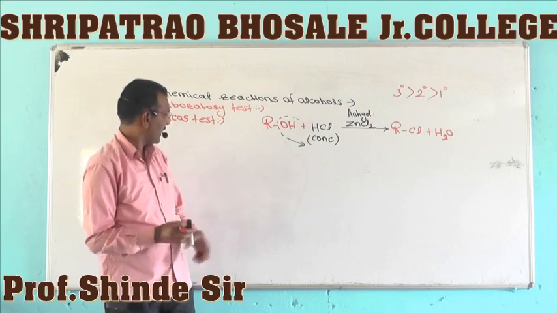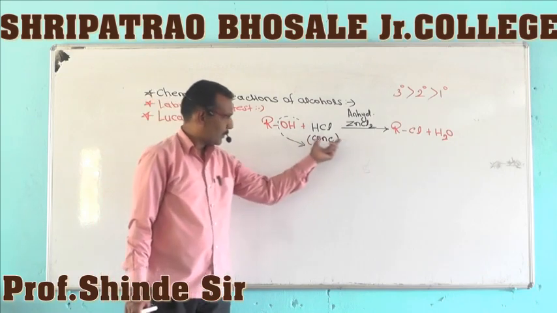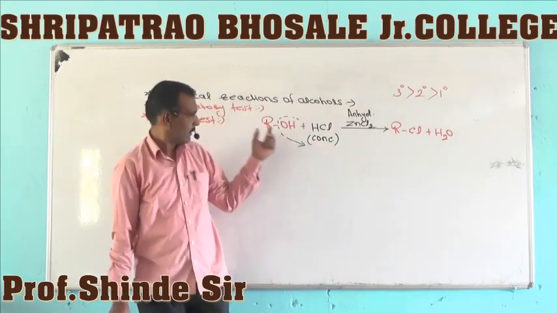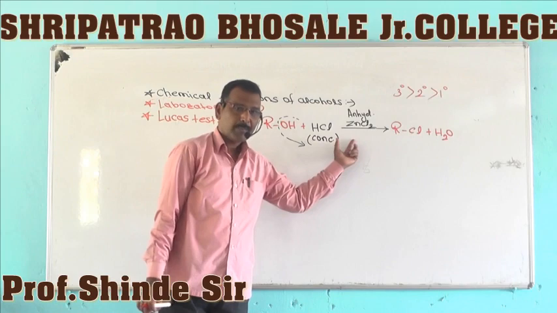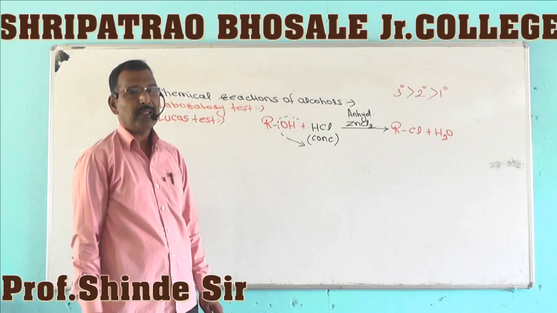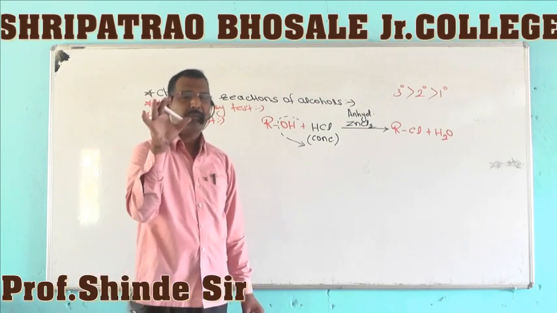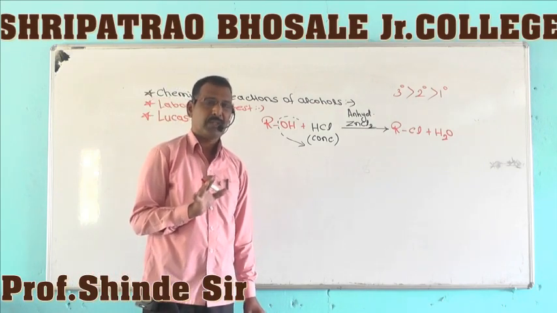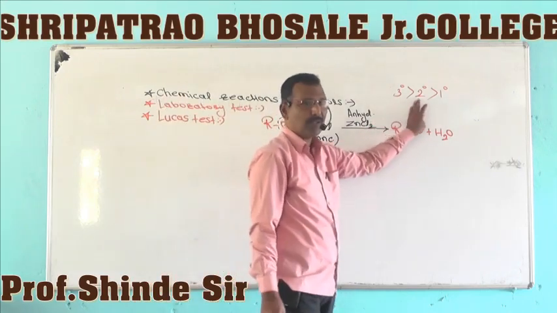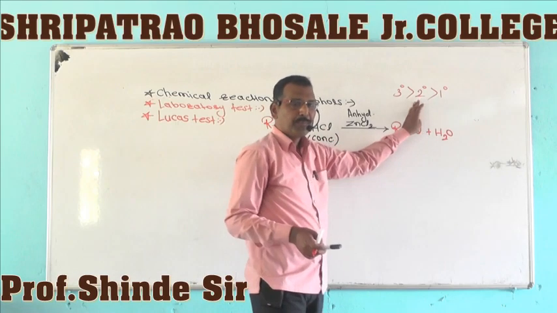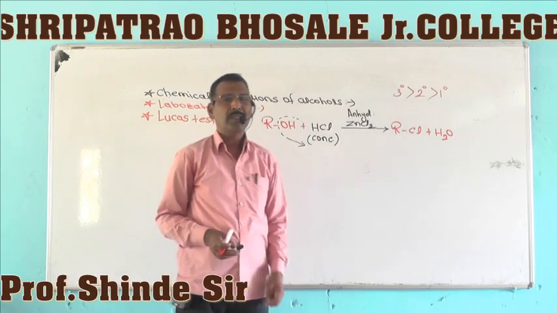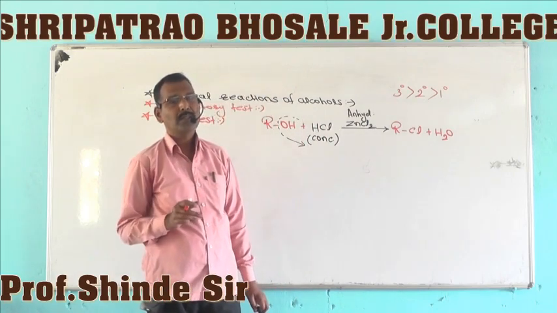So this is the Lucas reagent test, to identify primary, secondary, tertiary alcohols. This test is very important for board as well as for JEE, NEET, CET, because the question is asked: which of the following will react fastest with Lucas reagent? As I have already shown the reactivity order of alcohols, by applying this you can determine the reactivity of alcohol towards Lucas reagent. Is it clear?